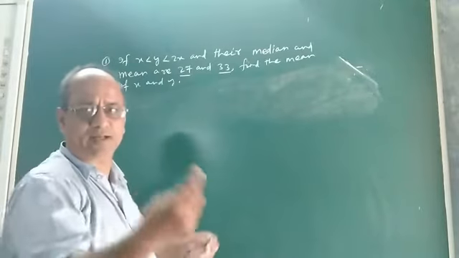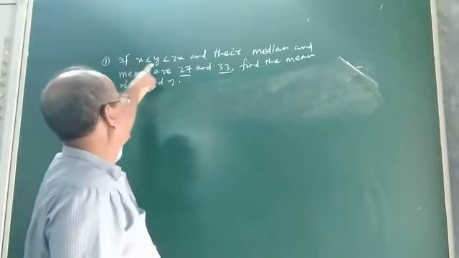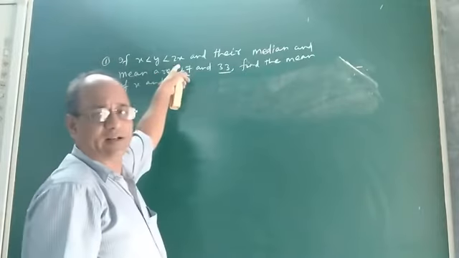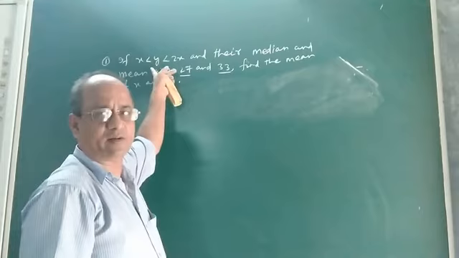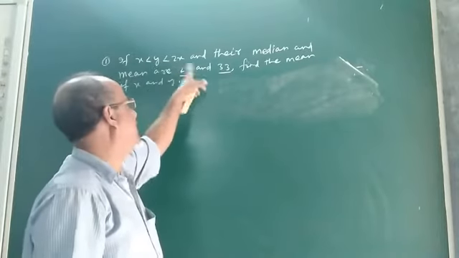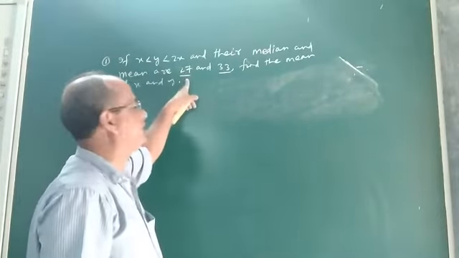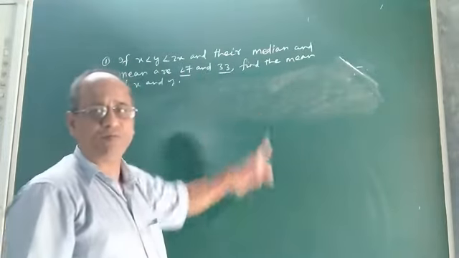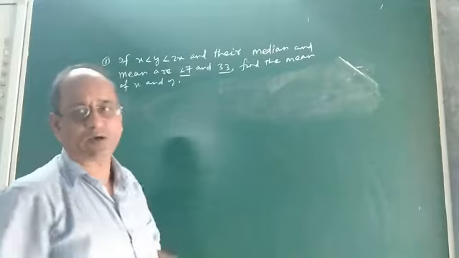See, once again let me explain the question. x, y and 2x are three numbers. We do not know what they are. They are written in ascending order because there is a sign of less than between them. And the median of all these three numbers is given as 27 and their mean is given as 33. So you have to find the mean of what? x and y. So how to find it?